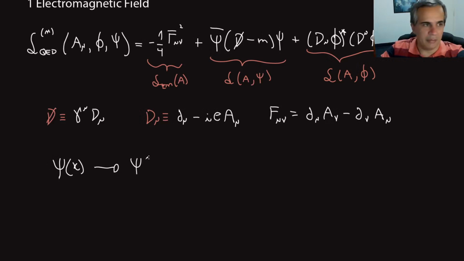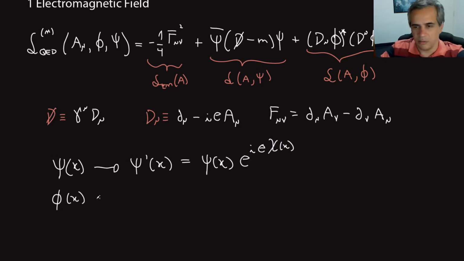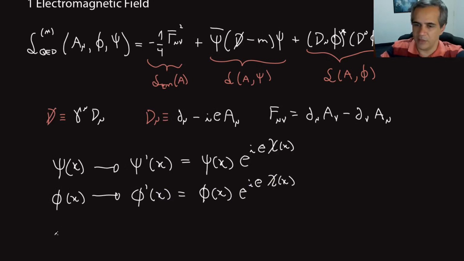If I transform them both in this way, psi of x goes to exponential of i, the electric charge, and some function of position, this is arbitrary, right? I do the same with the complex scalar field, phi of x goes to exponential of i e times the same function of x, and I take the gauge field and transform in this way.